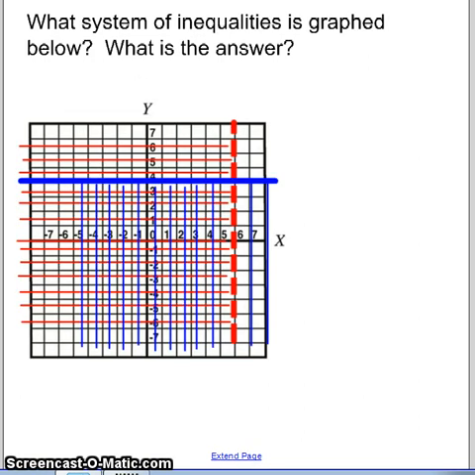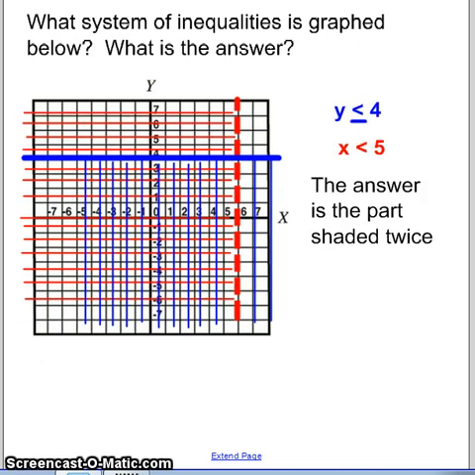And this is a system of inequalities. We've got two inequalities graphed on the same graph. And while it looks pretty hectic, the important thing here is to know that the answer is going to be the area that is shaded twice. The only tricky thing on this is that we have a solid blue line, so that solid blue line is part of the area that's shaded twice. While we have a broken red line over here, that is not part of the area that is shaded twice.